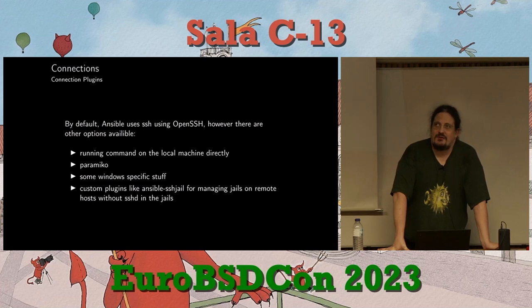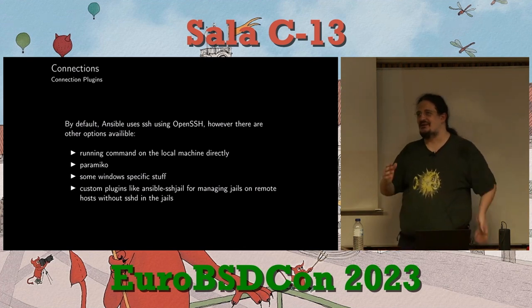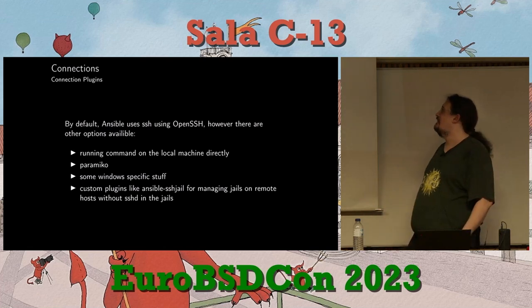Connection plugins can be quite useful if you, for example, want to have jails that don't have an SSH daemon running. For example, with the Ansible SSH jail, unfortunately, I also ran into some interesting problems because then the become doesn't work correctly. That can be a bit annoying to deal with. So it always depends on what you want to do.